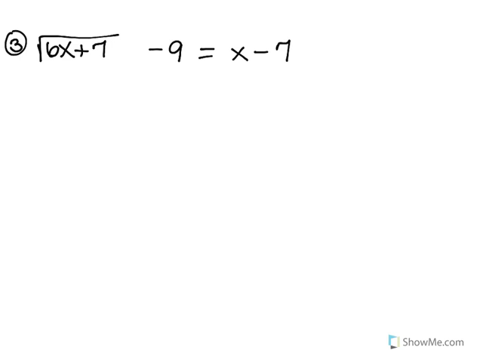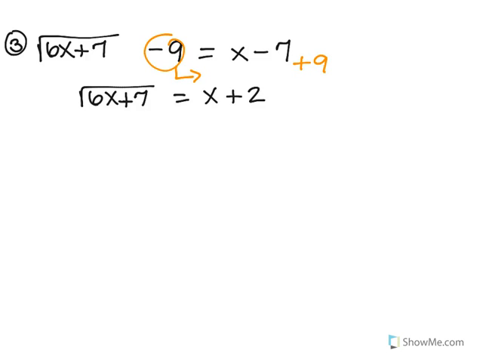Okay. Now, what do I need to do first? Move 9. Good. You cannot square this stuff unless it's by itself, the square root. So your very first thing is you need to move negative 9 over and make it a positive 9. So you have your square root equal to x plus 2. Negative 7 plus 9 is 2. And now I can do what? Square both sides. Good.